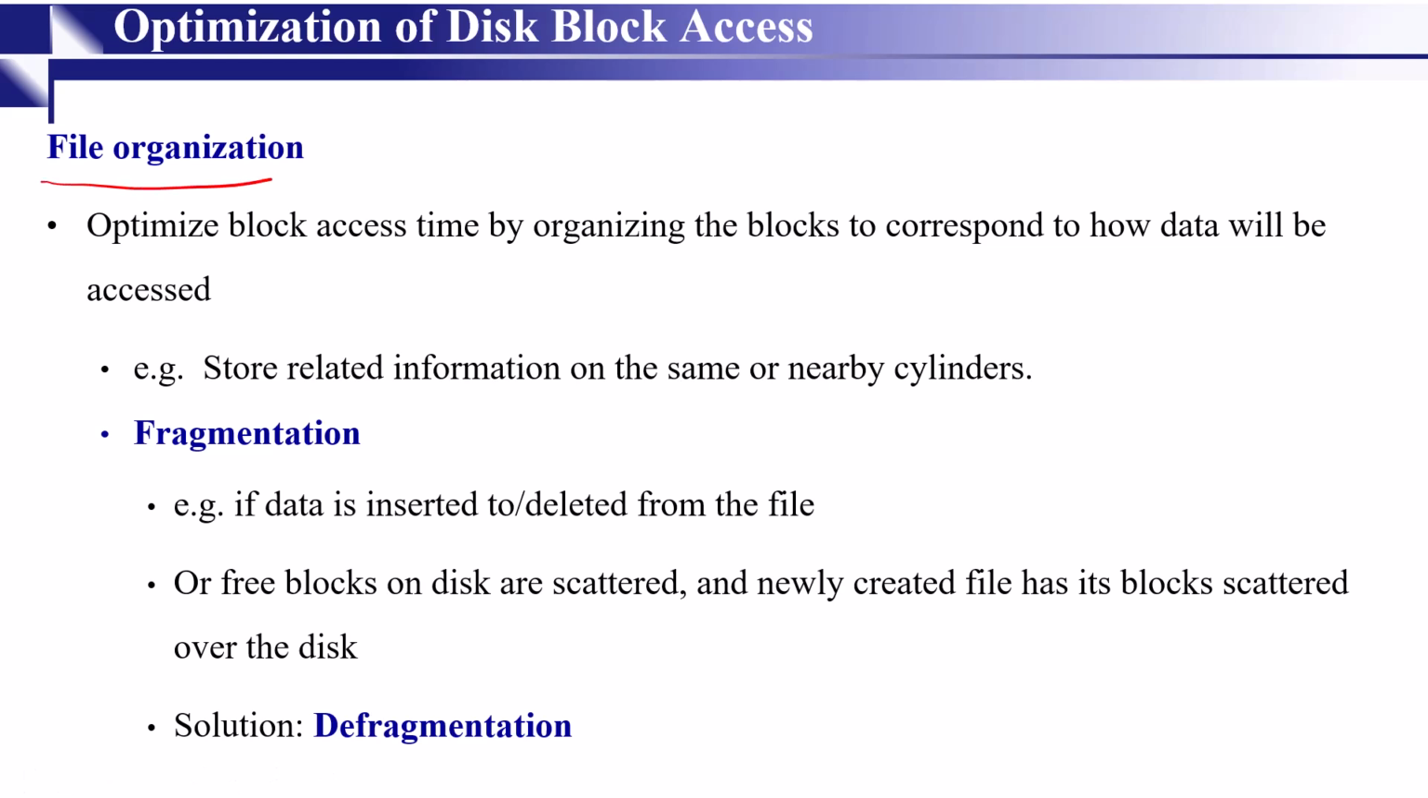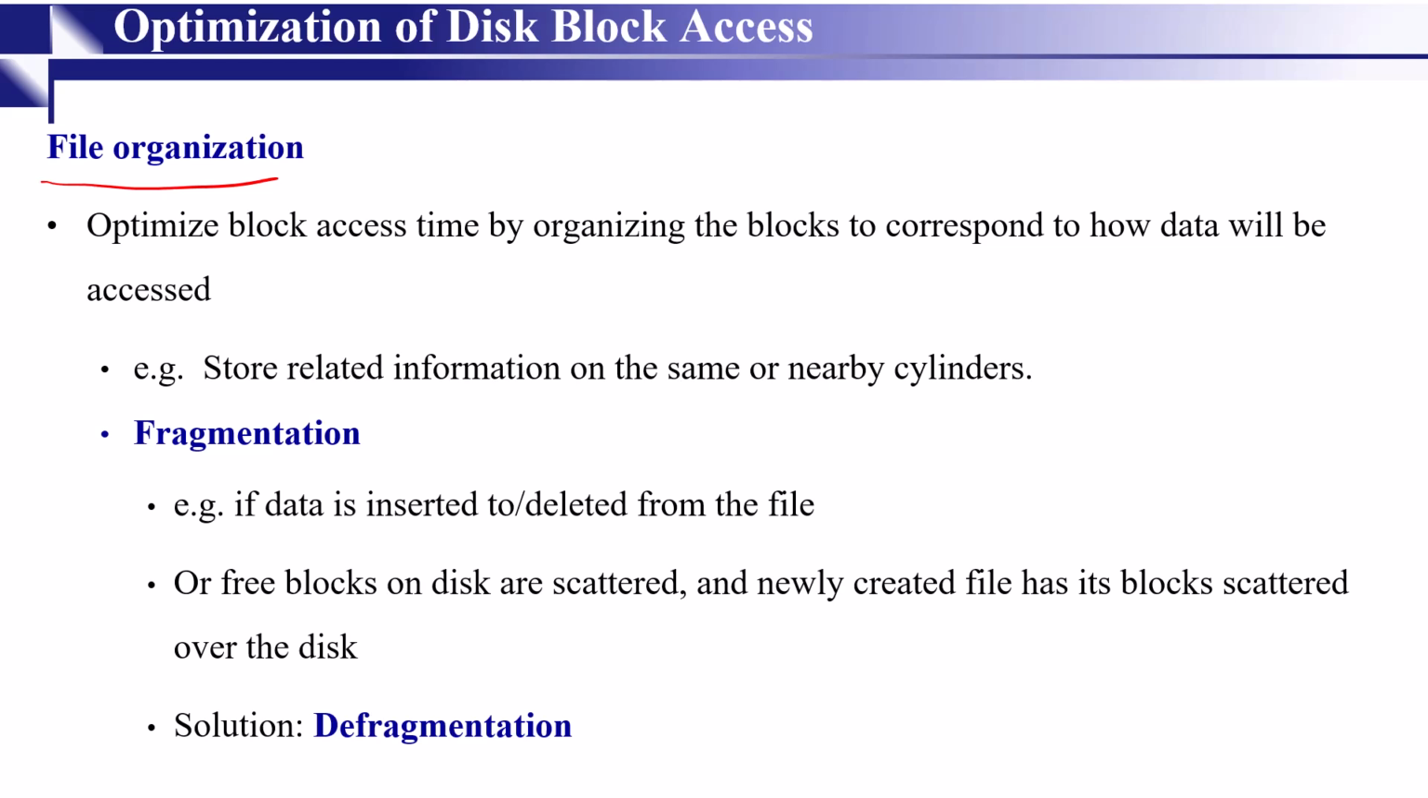Then we have file organization. File organization refers to how the data blocks are arranged on the disk to optimize access time. The goal here is to store related pieces of information on the same or nearby cylinders. So when data is accessed, the disk head does not have to move excessively, and that improves performance.